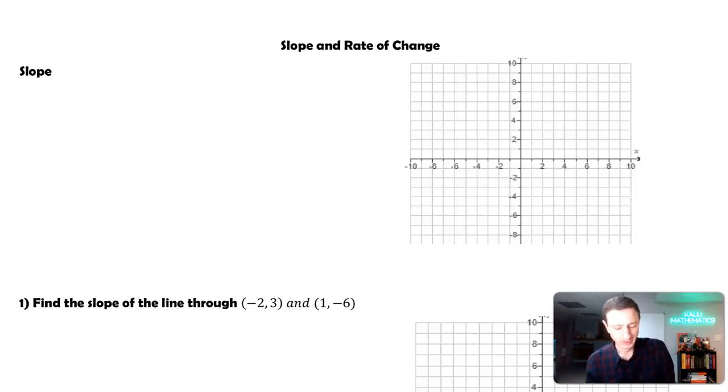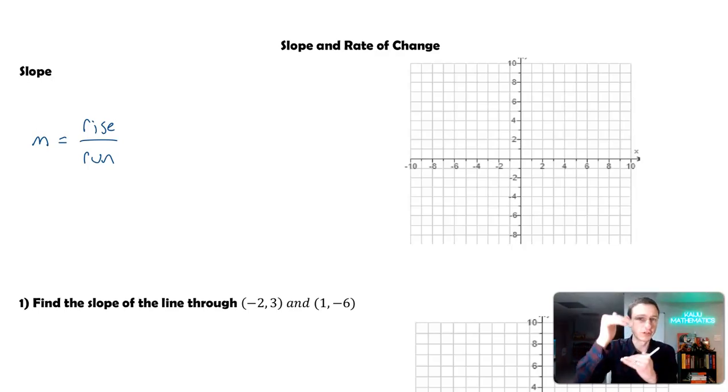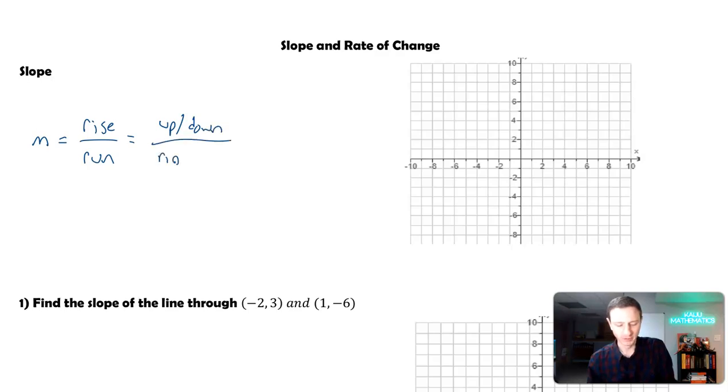Slope is really important. Slope is notated as the letter M, where M is your rise over your run. So the slope indicates the change in the y. Rise is your change in the y value, so your change in vertical distance, how much you're going up or down. Then your run is your left to right movement. So typically we look at the rise as your up and down, and the run as your right to left movement.